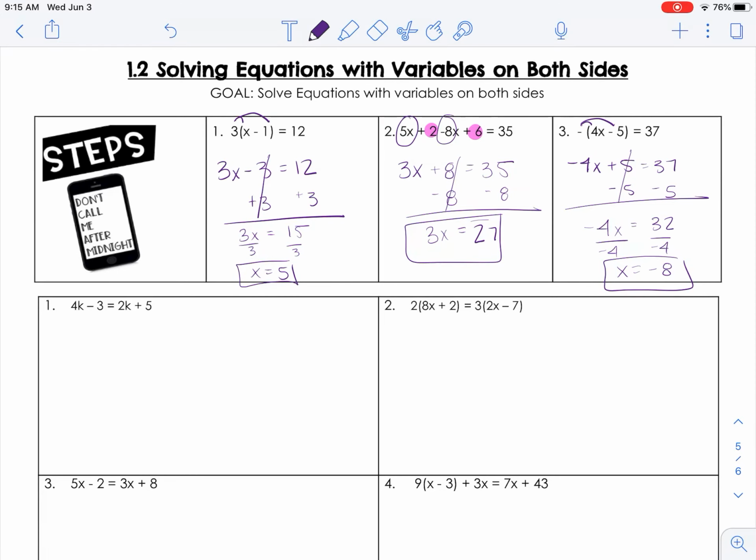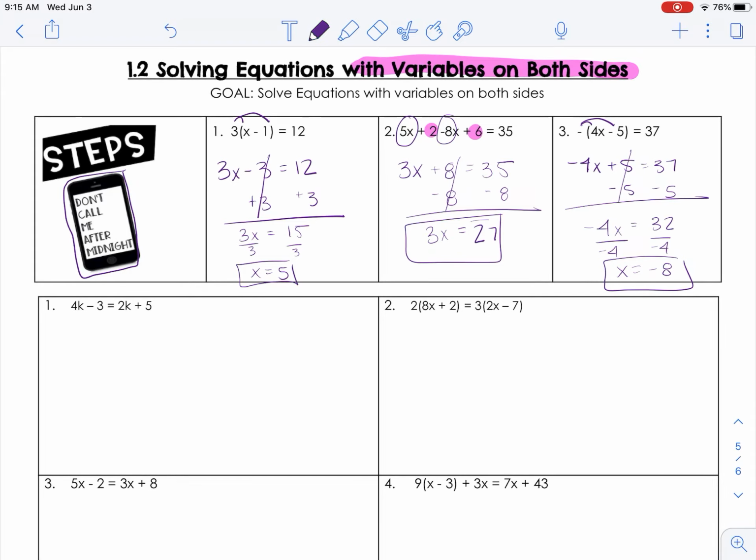Alright guys, we looked in the last lesson at solving one-step, two-step, and multi-step equations, but we never got to use all of the steps from Don't Call Me After Midnight because we never had an equation with variables on both sides. So that's what we're going to be looking at today.